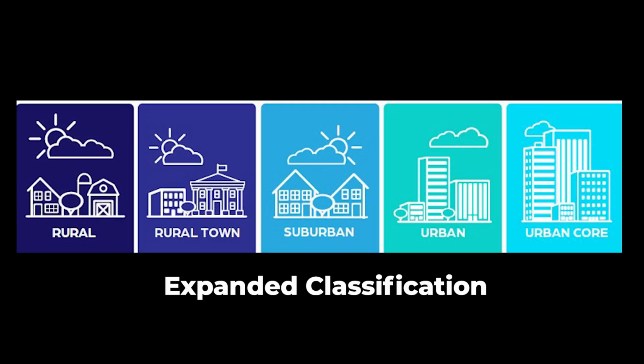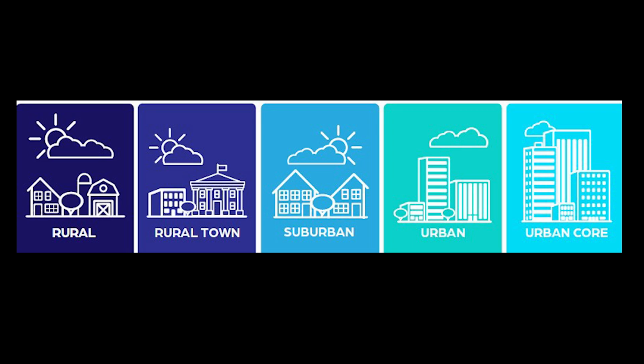The cabinet currently uses functional classification, and within that there are two designations of rural and urban for our roadways. But there's a lot of variation within the rural and urban designations, and so that expanded classification can be helpful for designing for the user and for designing for appropriate speeds.